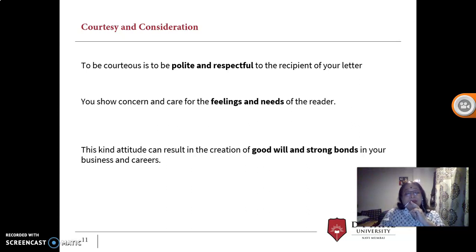So, we should be having a kind attitude that can result in the creation of goodwill and strong bonds in your business careers. So, why is this important? Because courtesy and consideration is what makes us civilized and can actually get better outcomes than being rude and unconcerned about the welfare of others. So, let us take a few examples.